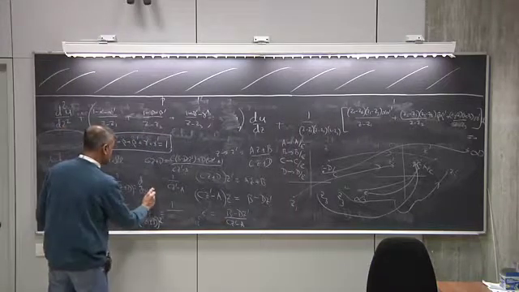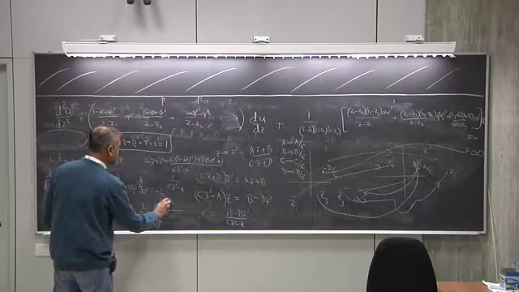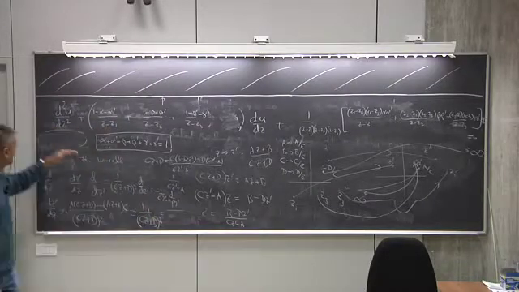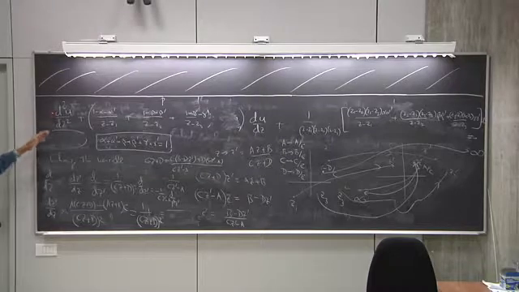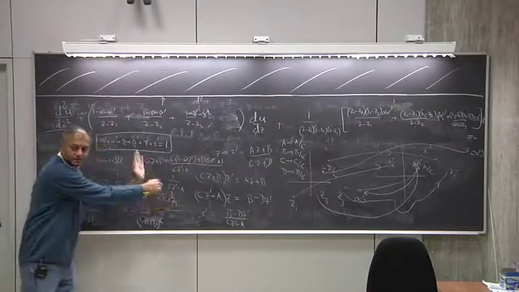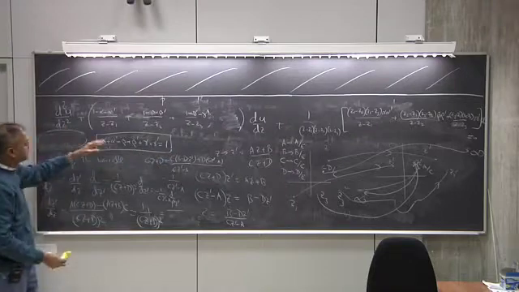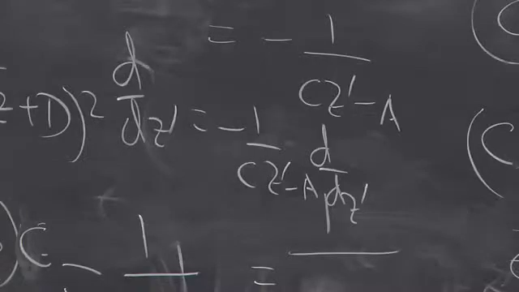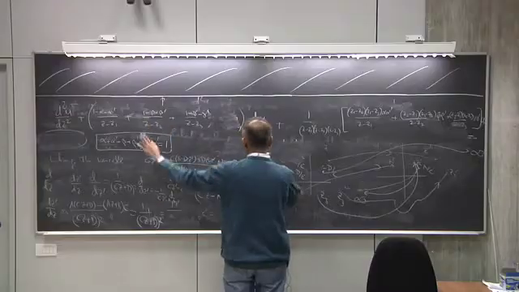So the expression is, this is simply minus 1 over cz prime minus a d by dz prime. Now just substitute that. So d by dz square will become square of this operator, and so on. You keep going through all that, and then rewrite everything in terms of z prime. Okay, and then you will see that at the end of the day, you will find an equation exactly like this.